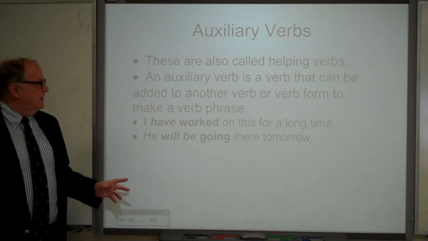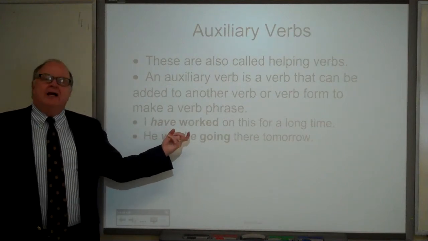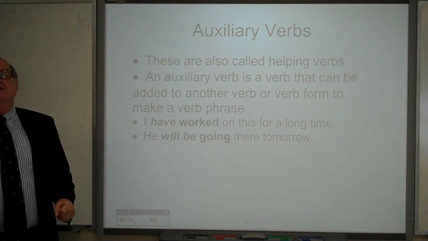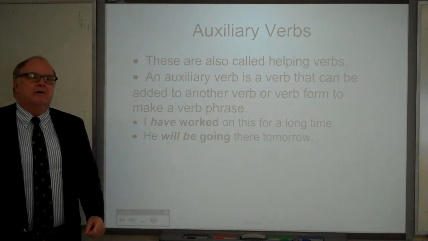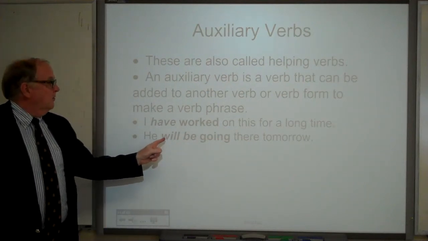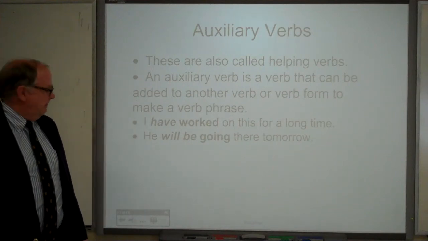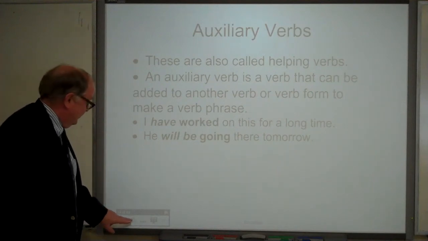In this particular instance, I have highlighted the verb phrase and then italicized the auxiliary verbs. He will be going there tomorrow. Will be going is the verb phrase. Will be are both auxiliary verbs. So you sometimes can have more than one auxiliary verb in a verb phrase.